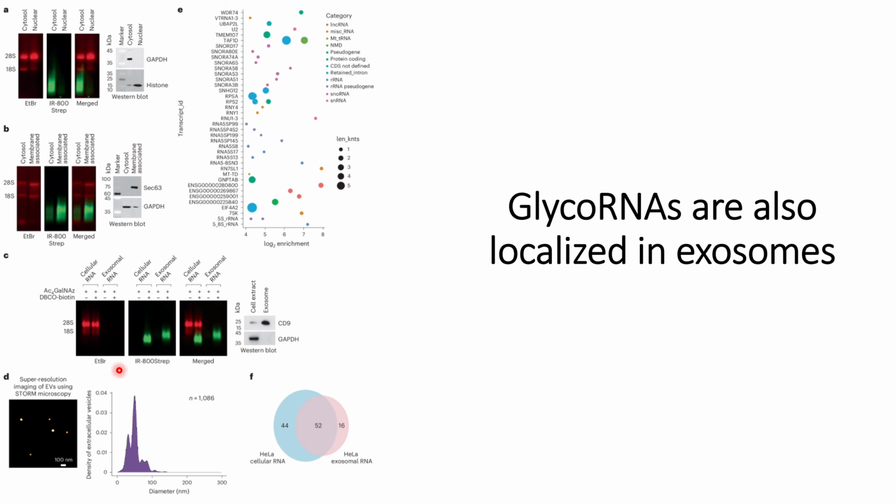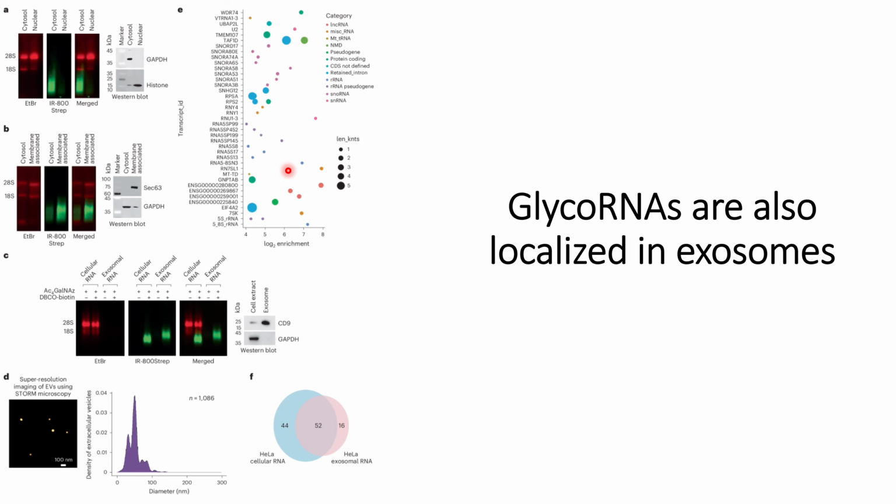Thereafter, to further validate the exosome purity, they used super-resolution imaging of the extracellular vesicles using STORM microscopy, and they saw an average diameter of around 52 nanometers, which is also in line with the exosome diameter. Then they did nanopore sequencing of the GlycoRNAs from the exosomes, and the results are shown here in panel E, where the diameter of the circles indicates the length of the RNAs.